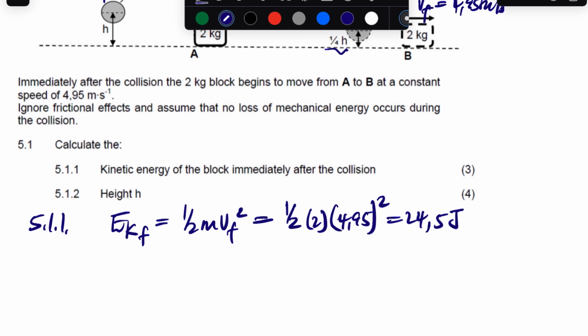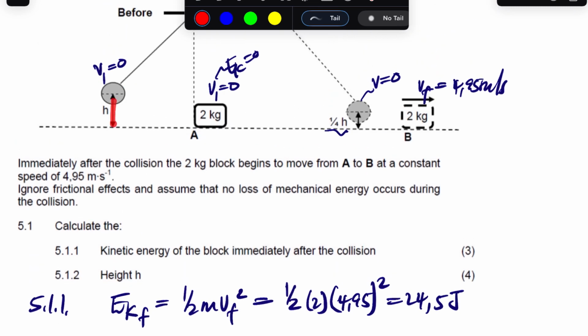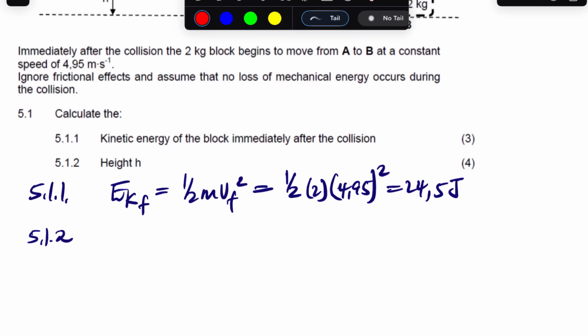Okay, now let's go to 5.1.2. It says calculate the height. So we want the height, which is this h. Guys, this is quite a tricky question to do, but it's very important to understand. I'll start with an easier way, and then I'll show you the difficult way. It's not difficult, but it's longer. It requires you to understand.